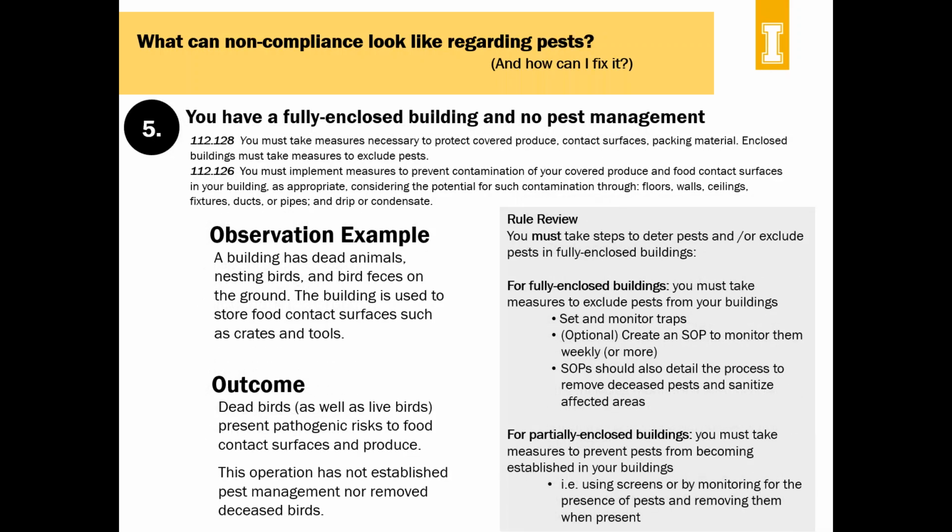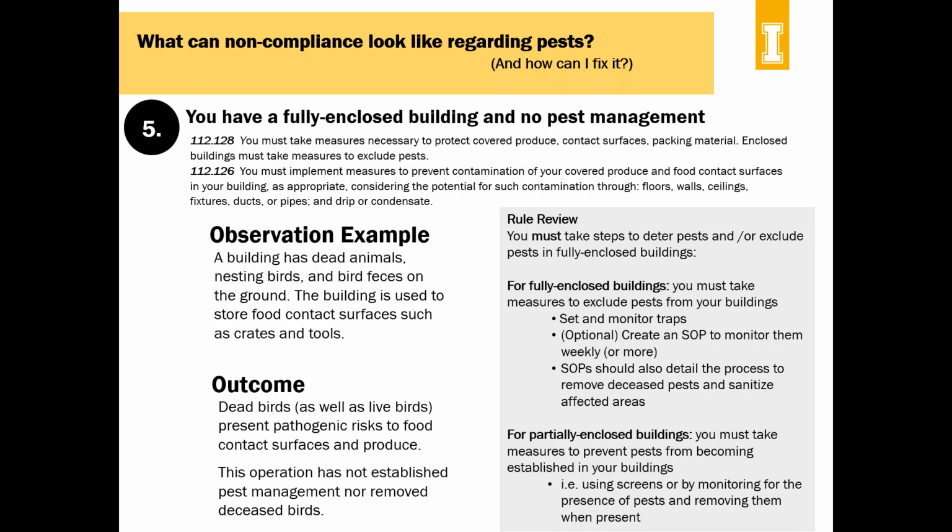And then the last section would be pests, which is something that growers struggle a lot with, and then also have a lot of questions on non-farm readiness reviews related to the rule. So a couple of things that this could be related to is, let's say for this section, you have a fully enclosed building and no pest management.